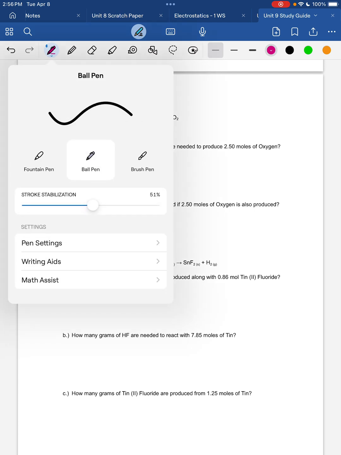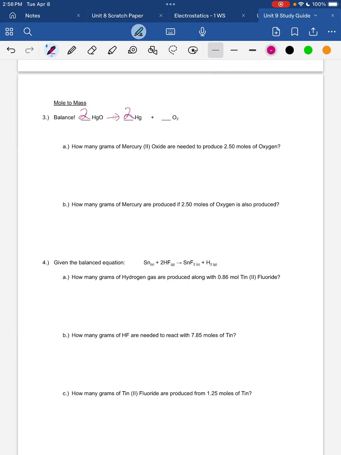All right, first problem here. How many grams of mercury(II) oxide are needed to produce 2.5 moles of oxygen?